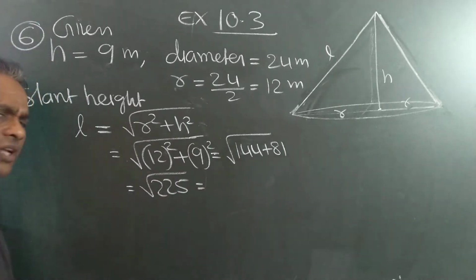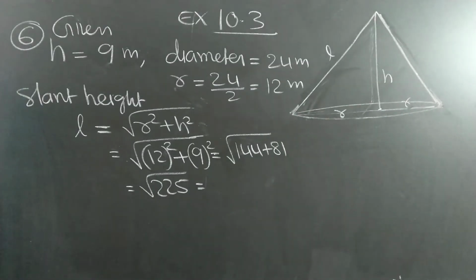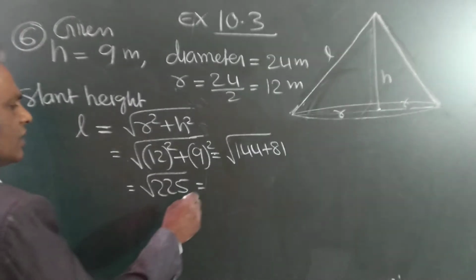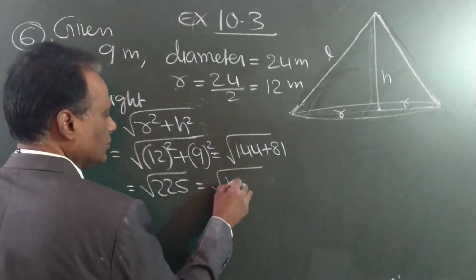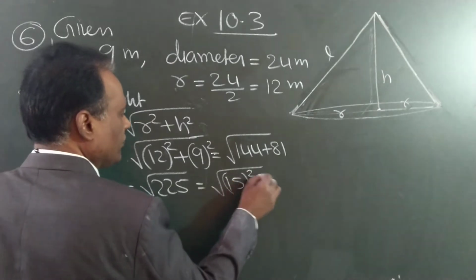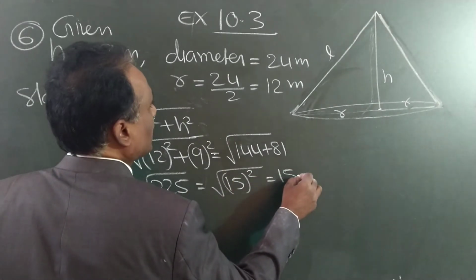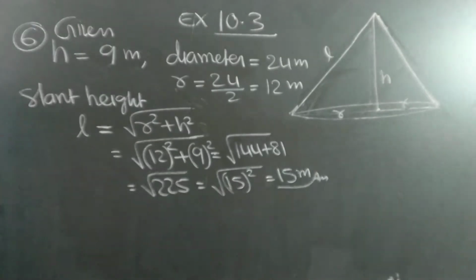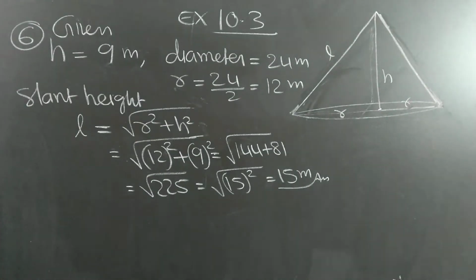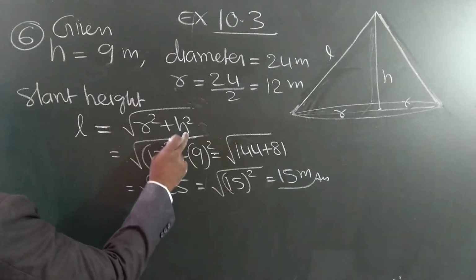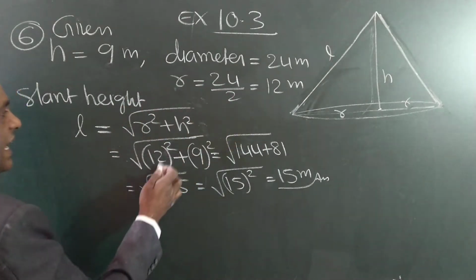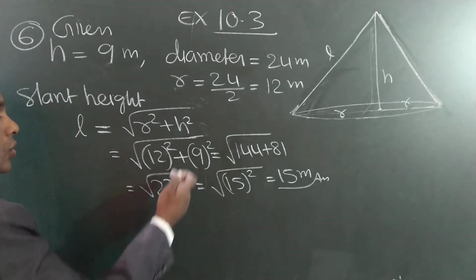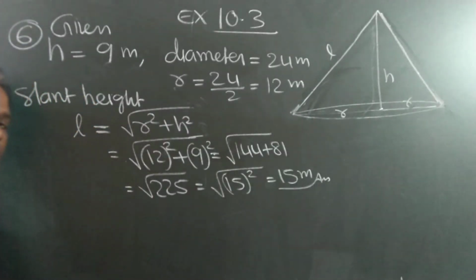Do you know the square root of 225? You know how to find the square root, you studied in the lower classes. 225 is 15 into 15. Answer is 15. Slant height is asked. We got it. Slant height formula, root of R square plus H square. R is 12. H is 9. Simplification 225. Root 225 is 15.